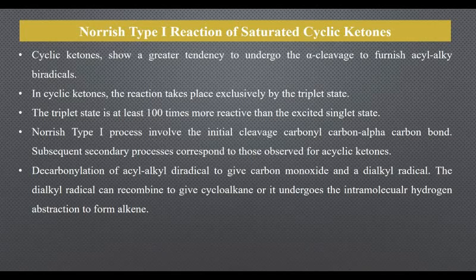The triplet state is at least 100 times more reactive than the excited singlet state, and the Norrish type I process involves the initial cleavage of the carbonyl carbon and alpha carbon bond, and subsequent secondary processes correspond to those observed for acyclic ketones. Decarbonylation of acyl-alkyl diradical gives carbon monoxide and a dialkyl radical. The dialkyl radical can recombine to give cycloalkane, or it undergoes intramolecular hydrogen abstraction to form alkene.